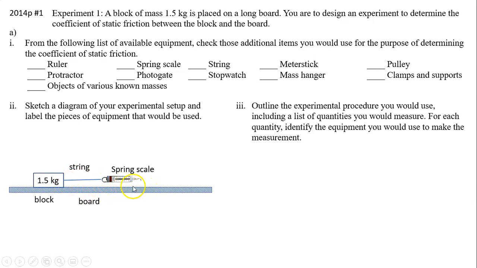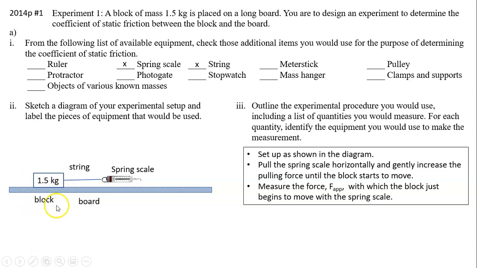Attach a block to the spring. Then you pull this spring gently, increasing your force. When you increase the force such that the block is just starting to move, that force of the spring actually equals the static friction. So if you set up like this, you would need a spring scale and a string. And your procedure would be set up as shown in the diagram. Gently pull the spring scale horizontally and increase your force until the block starts to move. You need to measure that force with a spring scale.